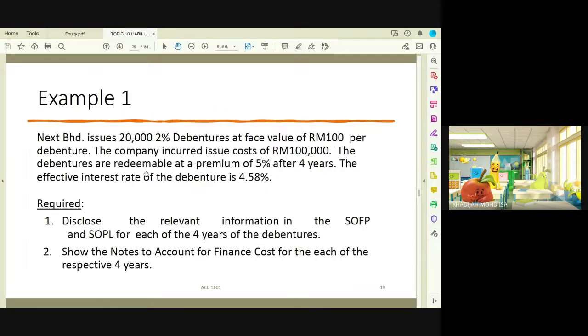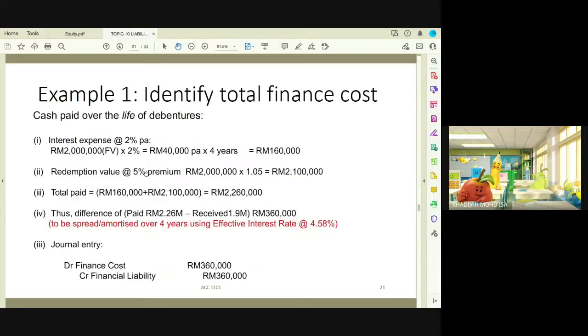So look at the debentures here. It says 2% debentures, 2% per annum, so that 2 million is the value of the bond times 2%. So it's 40,000 per annum times 4 years. So you have 160,000 as the total finance cost. That 160,000 is for the 4 years, because the maturity is 4 years.